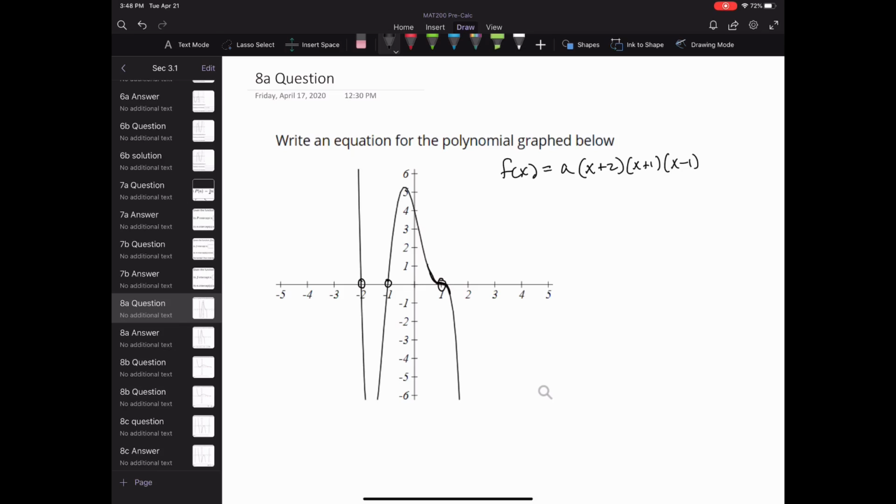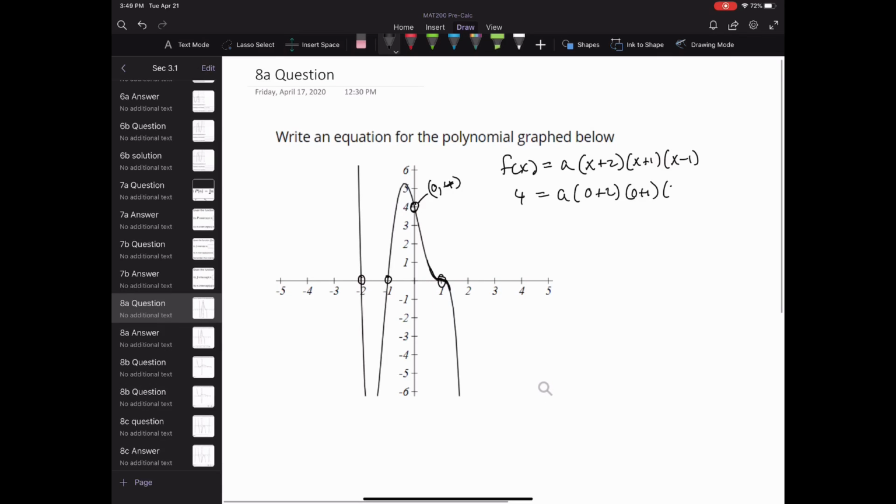Now, one of the good things is we actually know the y-intercept. And the y-intercept happens when x is 0. So this is the point 0, something. Well, we actually know it's 0, 4. So what we could do is substitute that to find out what a actually is. So let's do that. Y is 4, and a would be a, and x would be 0. So 0 plus 2, 0 plus 1, and 0 minus 1.